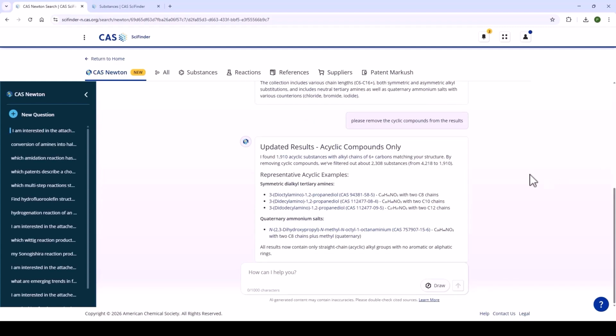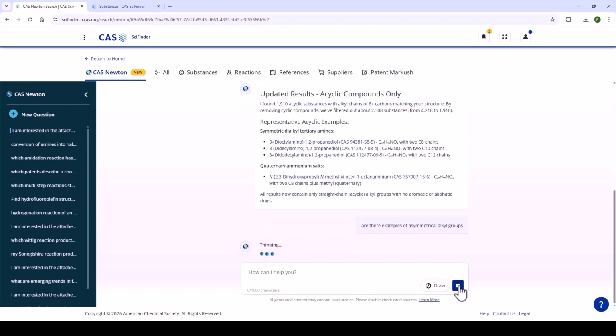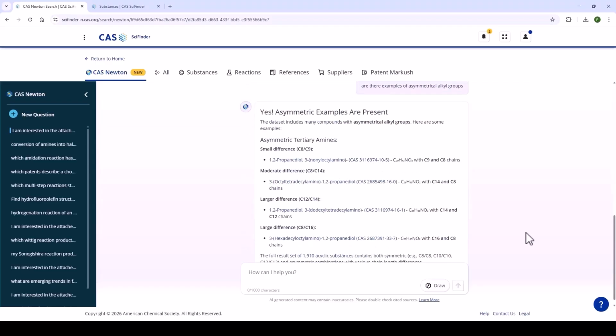And we got our results back. We have significantly fewer answers. So here we have our acyclic substances with our matching carbon chains, and we still have mainly symmetrical compounds. But I would really be interested if there are examples. Are there examples of asymmetrical alkyl groups? Meaning that they would have different alkyl chains on the nitrogen. So let's have a look.